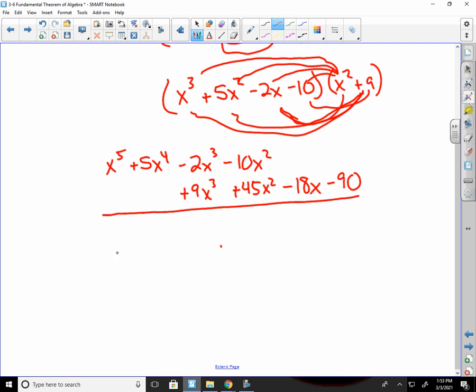Combine my like terms: x to the fifth plus 5x to the fourth plus 7x cubed plus 35x squared minus 18x minus 90.